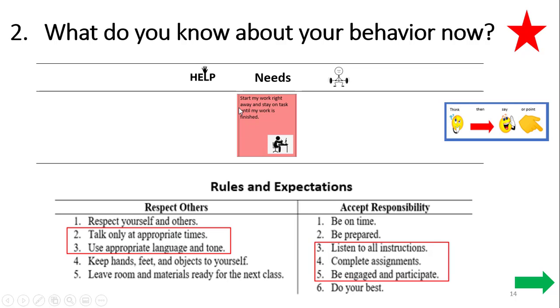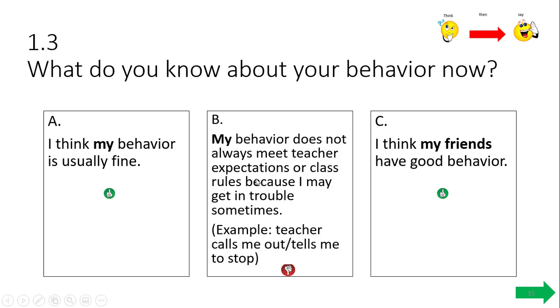What do you know about your behavior right now? You already know that your needs don't always meet classroom rules and expectations. What do you know about your behavior now? Behavior is usually fine. Behavior does not meet classroom rules and expectations, or I think my friends have good behavior. Erin, make your selection now. Point to B. You already know that sometimes your behavior does not meet classroom rules and expectations when we talk about meeting your needs.